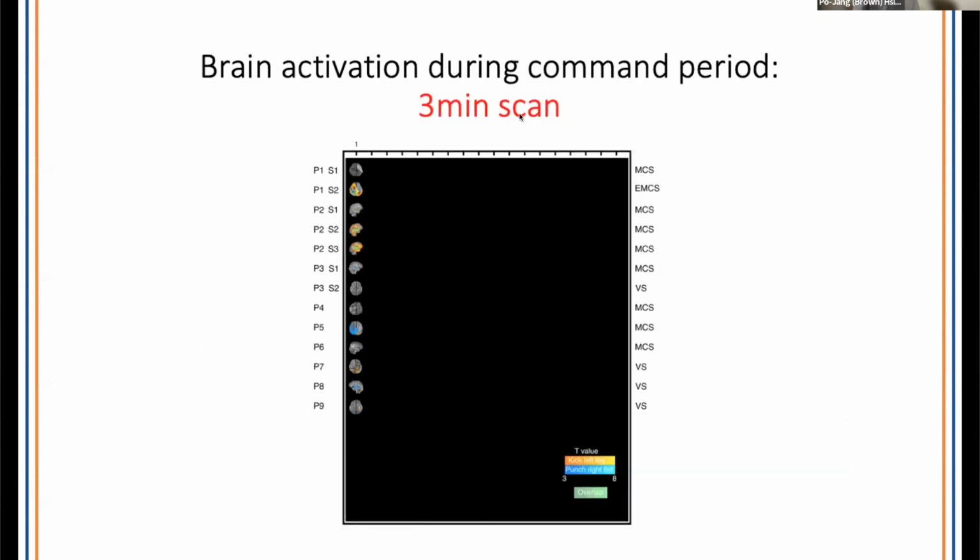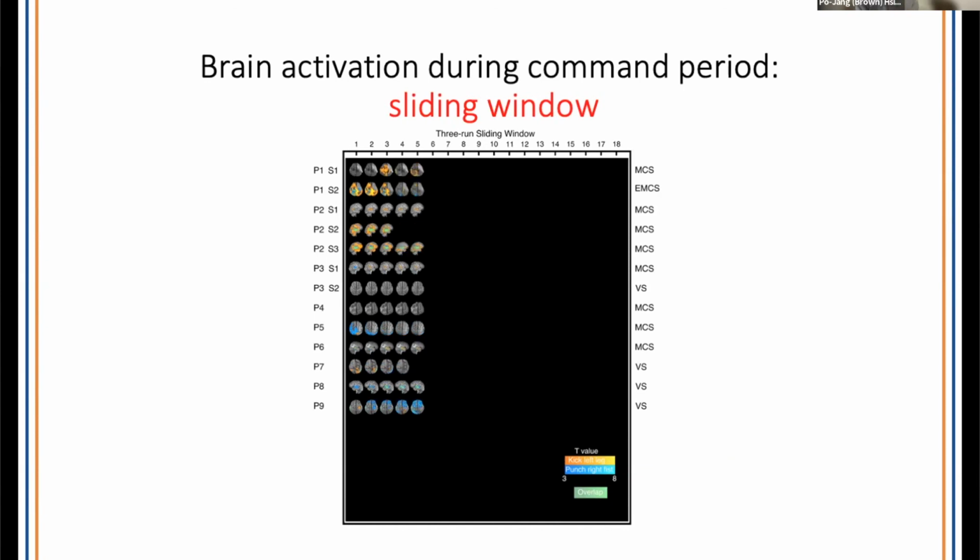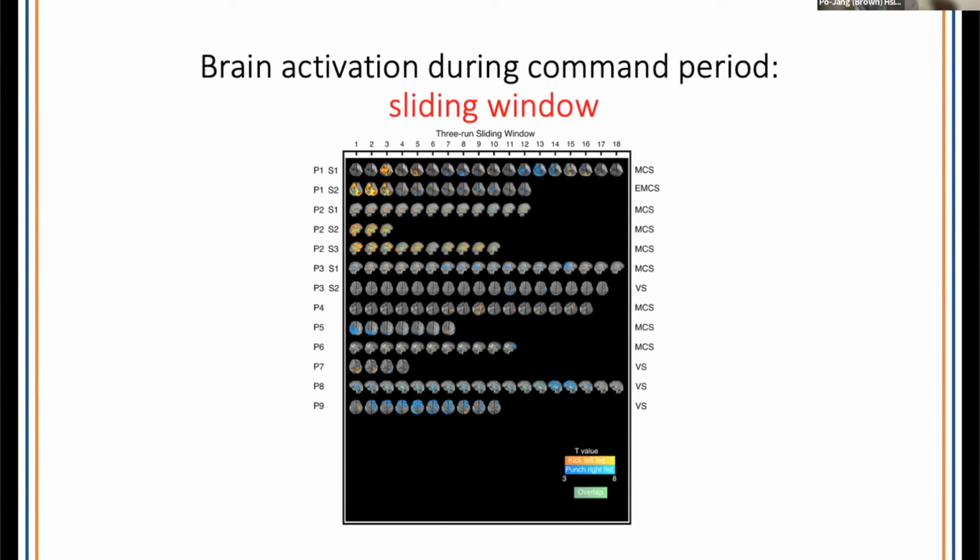For example, I'll give you some data to look at here. So this is patient 1, we scanned for the first session, and patient 1 scanned for another session, and patient 2, session 1, patient 2, session 2, patient 2, session 3. And there are other patients. Each brain figure here is the average of 3 runs with 3 minutes each, so this is basically the mean of 10 minutes. And we can do a running window analysis to show you how the brain responds every 10 minutes across time. You can see that this is basically the brain activation across time.